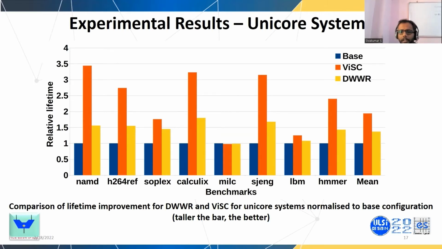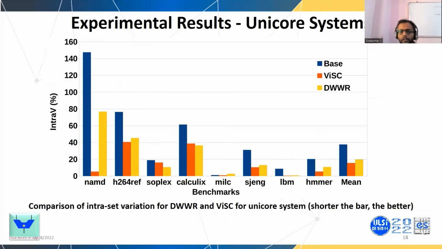architectures. It gives 1.94 times better lifetime when compared to the baseline, and approximately 50% better performance when compared to DWWR. Our technique was able to considerably reduce the intraset variations also.